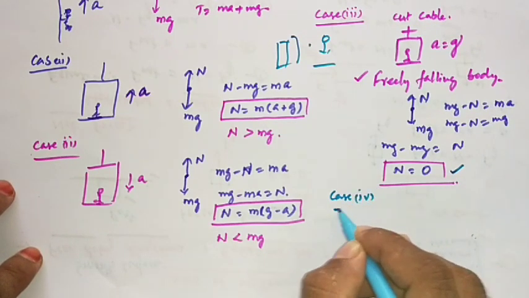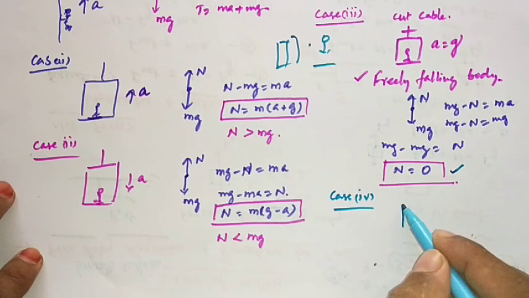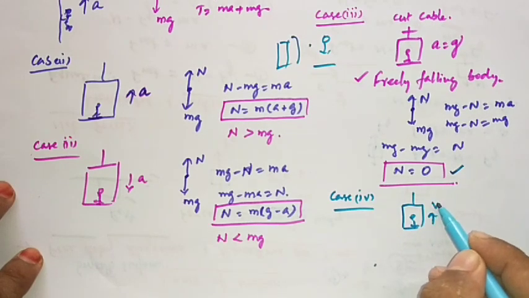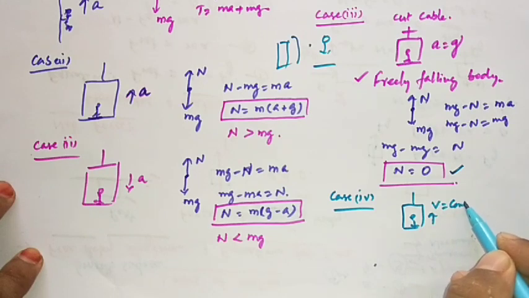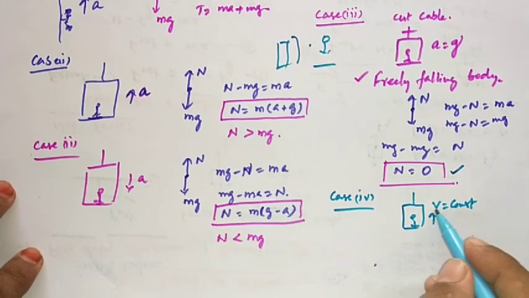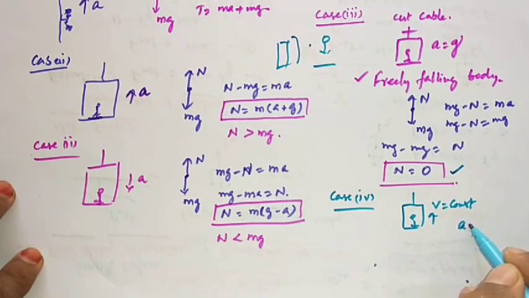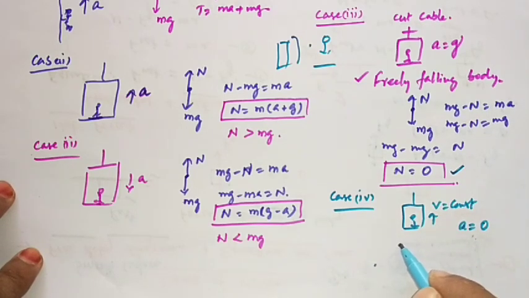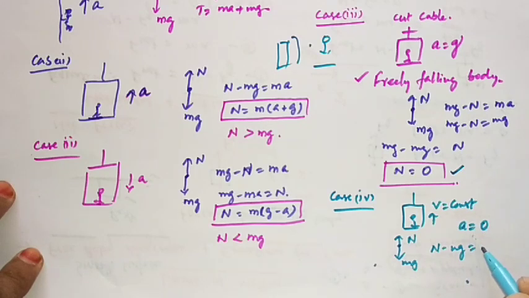Case 4. Now in this case, the lift is moving up with a constant speed. When it is moving with constant speed, what could be its acceleration? 0. Then the free body diagram is mg and N. So N minus mg is equal to ma, which is 0. Therefore N is equal to mg.